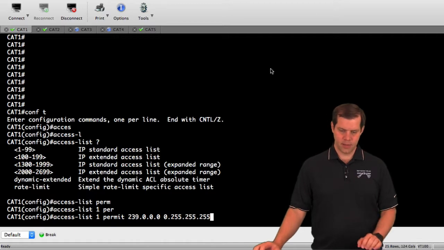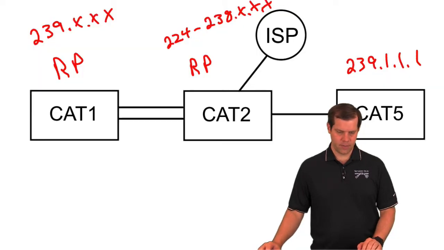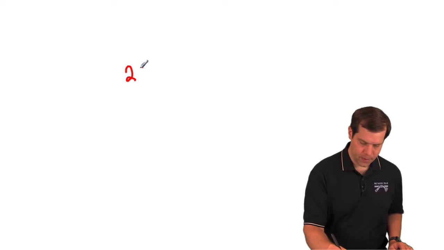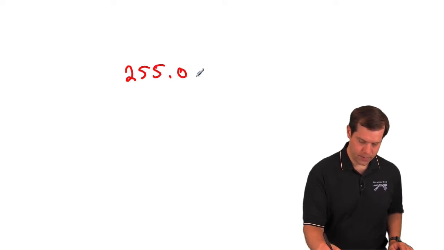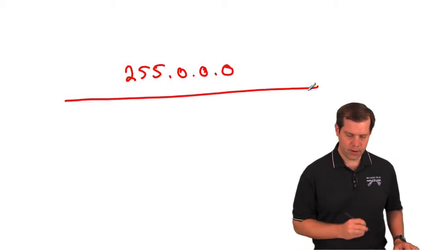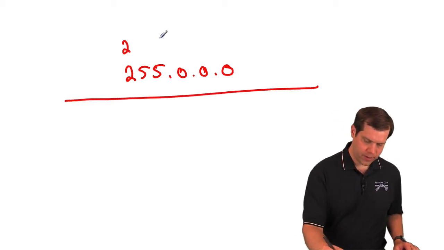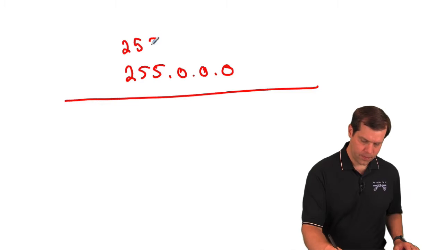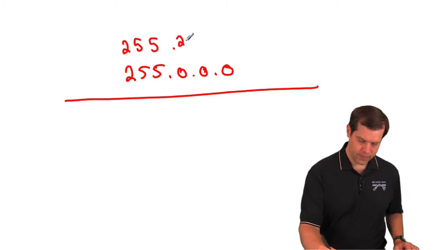And I guess I haven't really talked about this before, so let me show you how to quickly come up with a wildcard mask. If you think of the normal subnet mask for something, so let's say the normal subnet mask for 239.x.x.x would be 255.0.0.0. To come up with the wildcard mask for that, you just subtract that from all 255s.